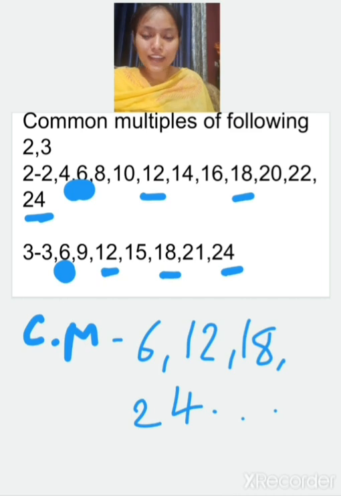You can easily write that. If one more number is there, then you will write the multiples of all the three numbers and then find the common ones in them. All three should be common.